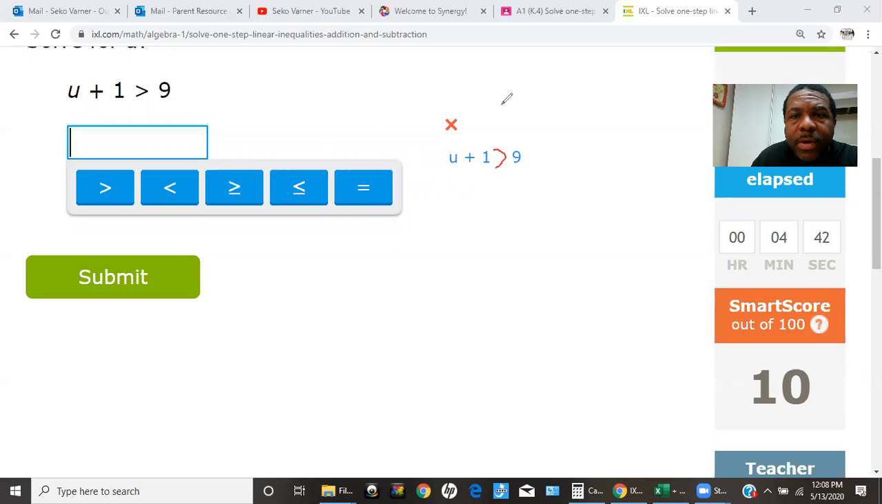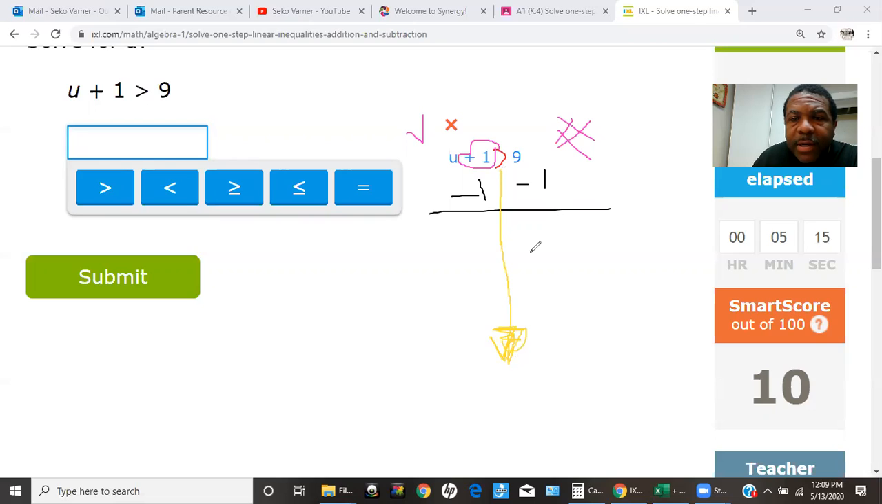Okay, so we're going to identify what needs to move. It's the positive 1 that needs to move, all right? Because we want to have the variables on this side and we want to have the numbers on this side, right? So what we're going to do is subtract 1 on both sides. And keep in mind, you might want to draw down this line just so you can remember that the inequality sign is going to move down. So just draw that down, okay? All right?